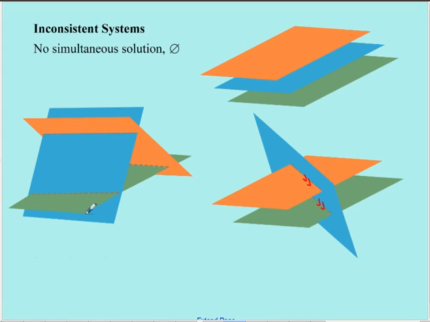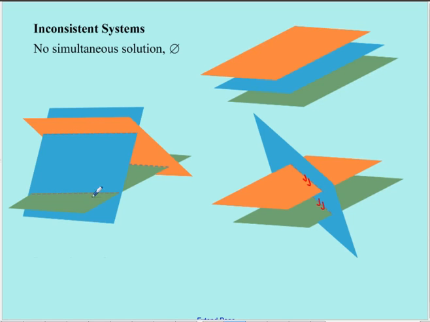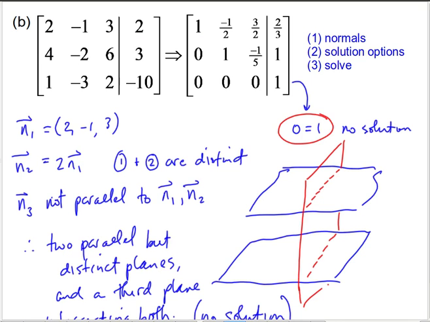here's a case where all the normals are different. Here's a case where all the normals are different. And here is a case where all the normals are different. So we have three cases: a single point of intersection, a line of intersection, and then no solution because the three lines of intersection are all distinct from each other.